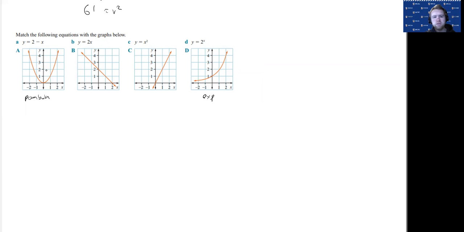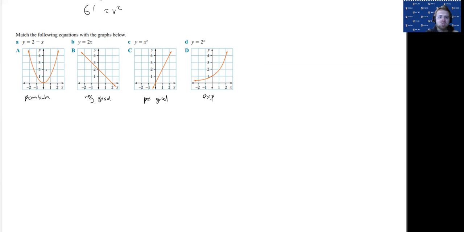So one has a negative gradient and one has a positive gradient. So I can write neg grade, just as some shorthand, and then pos. So those are the things that I've noticed about the shape of each graph. Okay, I've got a parabola, negative gradient, positive gradient, and exponential. Now I've got to link them with each of the equations.